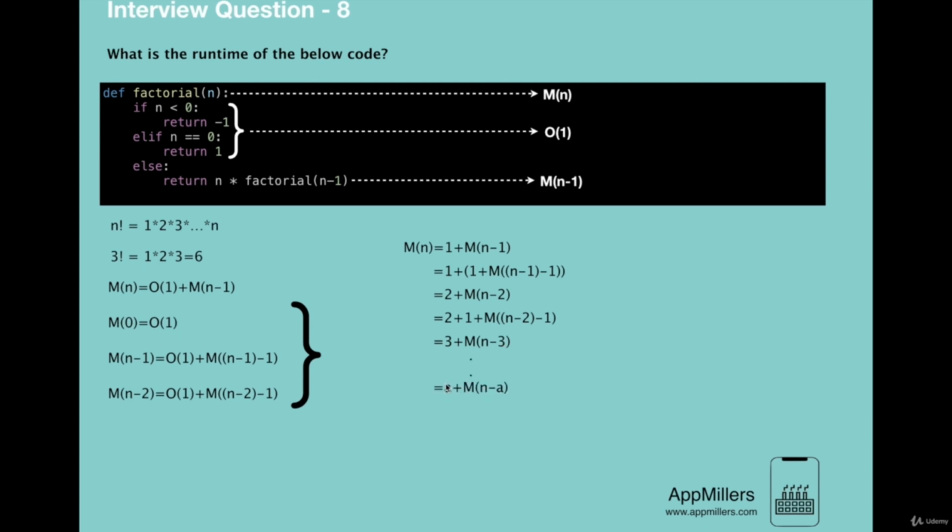And here a starts from 0 to n. So here all we have to do is eliminate this M function from here. How can we eliminate it? We know that our M(0) is a constant time operation, which is 1. So to get M(0) here, we need to replace a with n. I'll put n instead of a here, so this will become M(0). And if I calculate this, I will get n plus 1. Here we can drop the constant, so the time complexity of this function will be O(n).